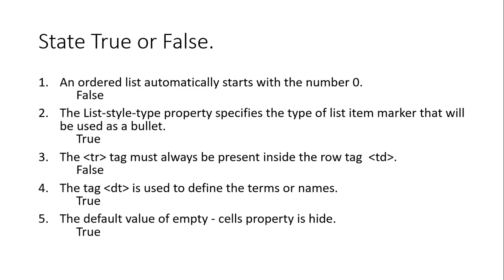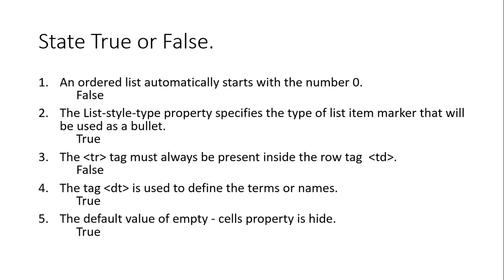Now we have to see true or false. An ordered list automatically starts with the number 0. False. It starts with the number 1. The list-style-type property specifies the type of item list marker that will be used as a bullet. True. The TD tag must always be present inside the row tag TR. False. The row tag is the TR tag and TD is always present inside the TR tag.